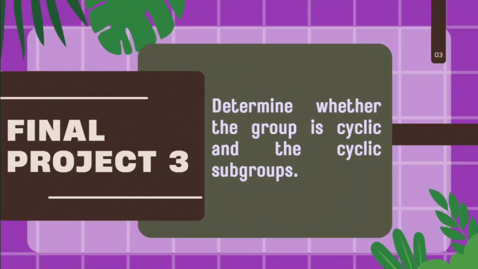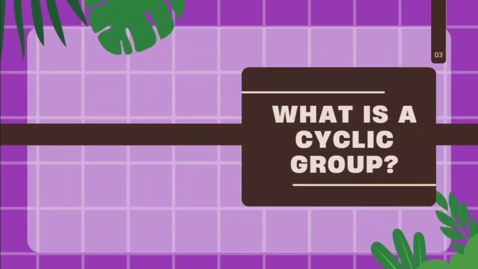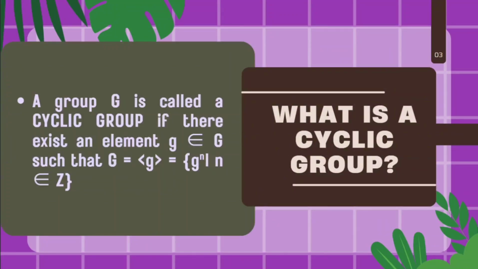So, we are going to determine whether the group is cyclic and the cyclic subgroup. But what is a cyclic group? A group G is called a cyclic group if there exists an element g that is an element of G such that G is equal to the group generated by g, which is equal to the set of g raised to n such that n is an element of Z.